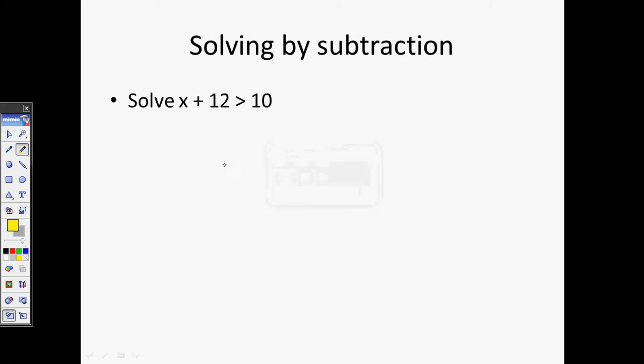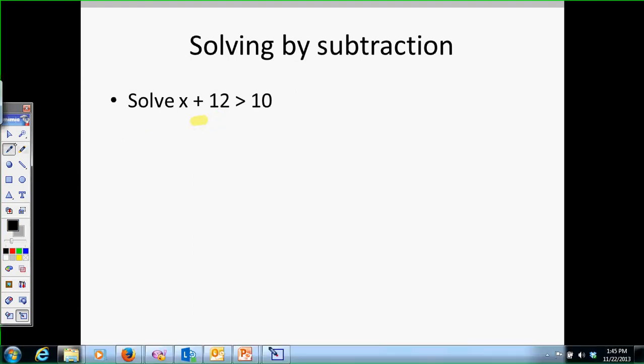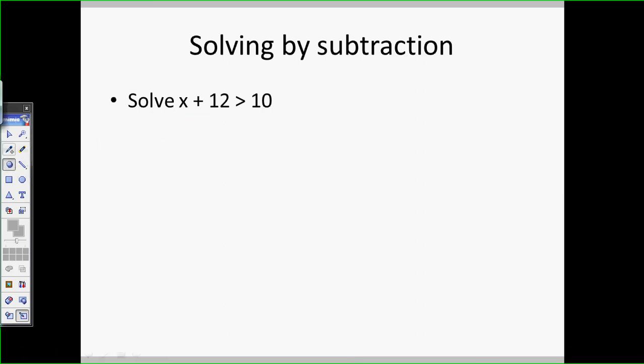Let's now solve using subtraction. And just as before, I'm going to use techniques for solving an equation here as well. So I subtract 12 from each side.